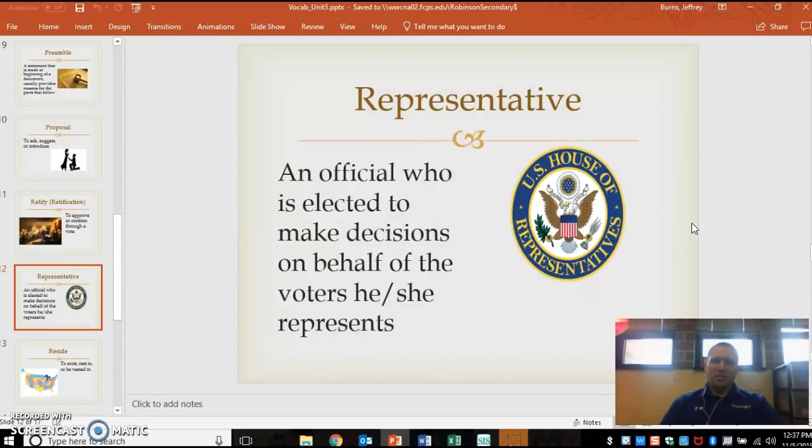All right, let's look at representative. Got the word represent right in there. So it's people we elect to make decisions on our behalf. Think about our representative government is one of our founding ideas or fundamental principles. We elect people to make decisions on our behalf because we have a representative democracy, not a direct democracy.